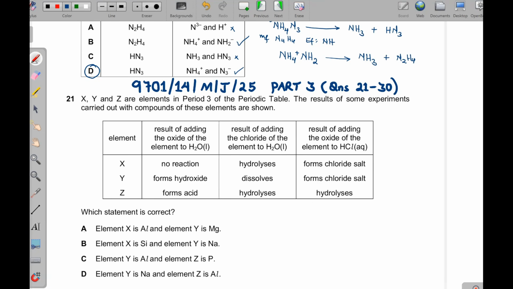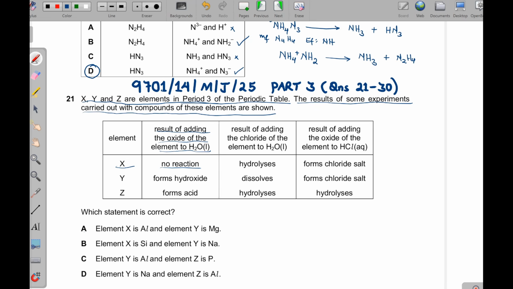Part 3, this is for questions 21 to 30. Question 21: X, Y, and Z are elements in period 3 of the periodic table. The results of some experiments carried out with compounds of these elements are shown. Now here we are having X. They are saying result of adding the oxide of the element to water, no reaction.